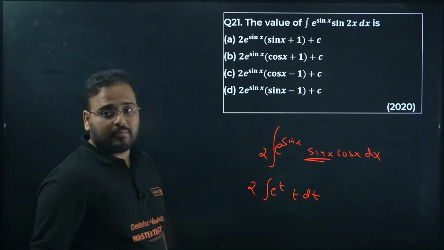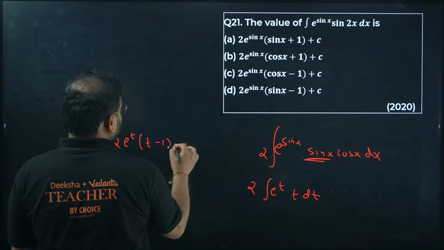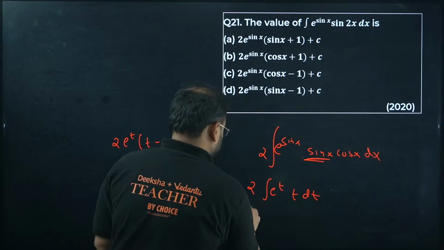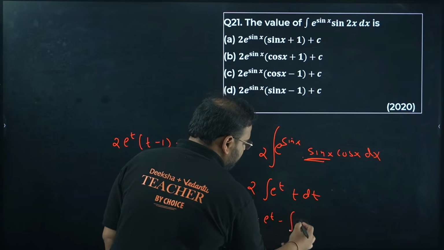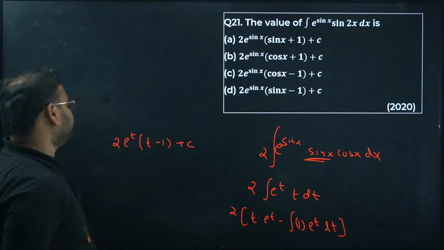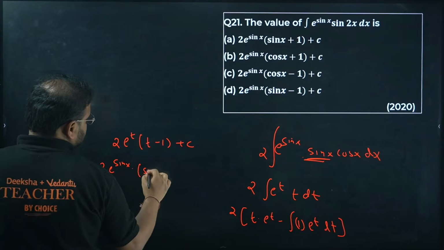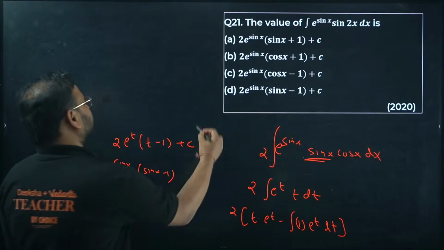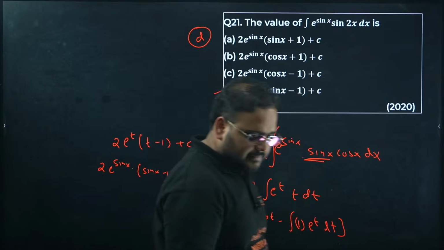This is a result also if you want to remember. Integration of e power t into t is e power t into t minus 1 plus c. How do you do that? First function is algebra, so keep t as it is, integrate e power t. Minus, differentiation of t will be 1, integrate e power t one more time. You'll get the result like that. So 2 e power sin x into sin x minus 1. D is correct. Please check. D is correct.